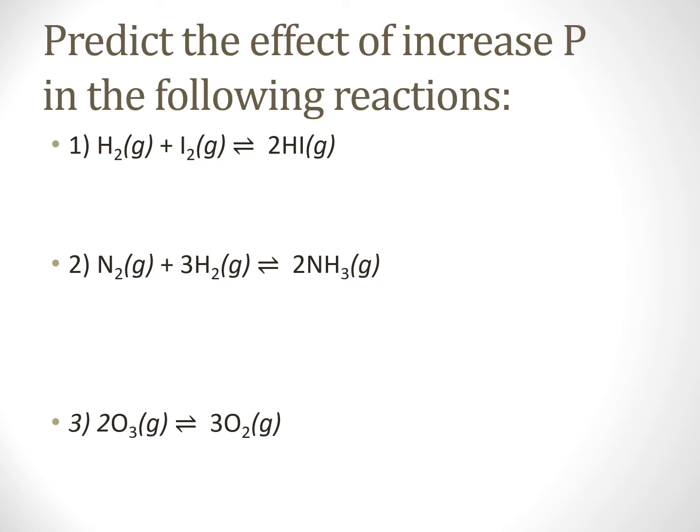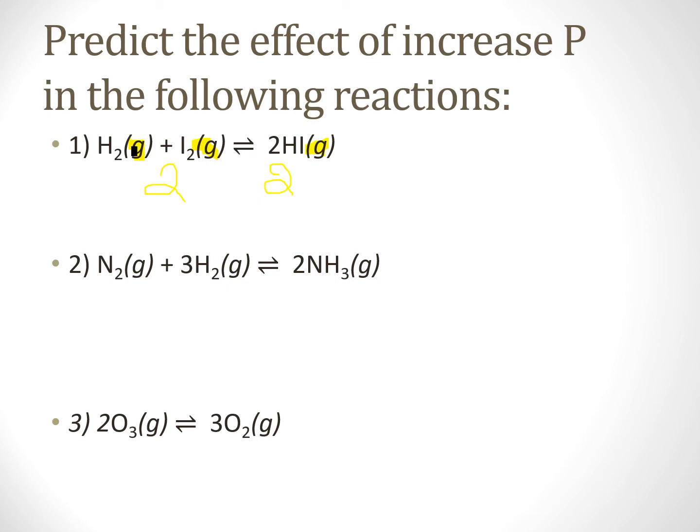So let's see 3 examples. Basically, what you have to do for this question is focus on everything that's labeled as gas. This is a simple example because everything is a gas on all sides, so these are all homogeneous equilibria. So you start counting. On this side, you have 2 molecules. On this side, you have 2 molecules. So this is one of the situations where the number of molecules of gas is the same for reactants and products. So for this first reaction, an increase or a decrease of pressure will have no effect.